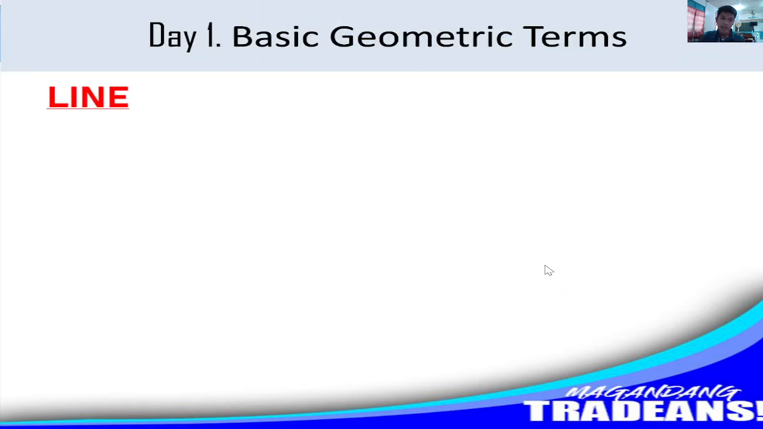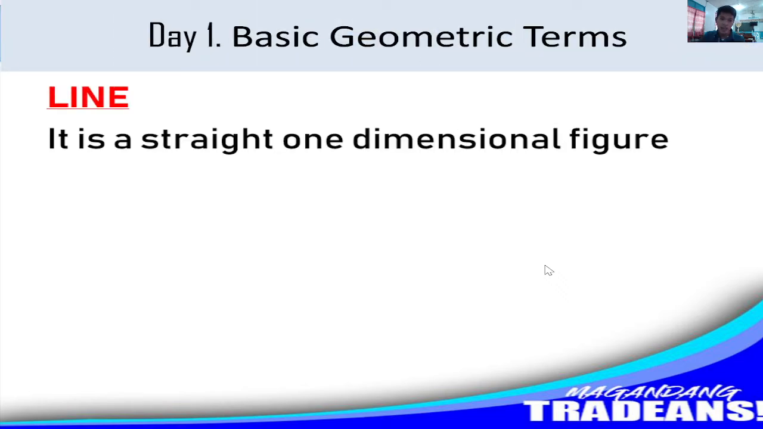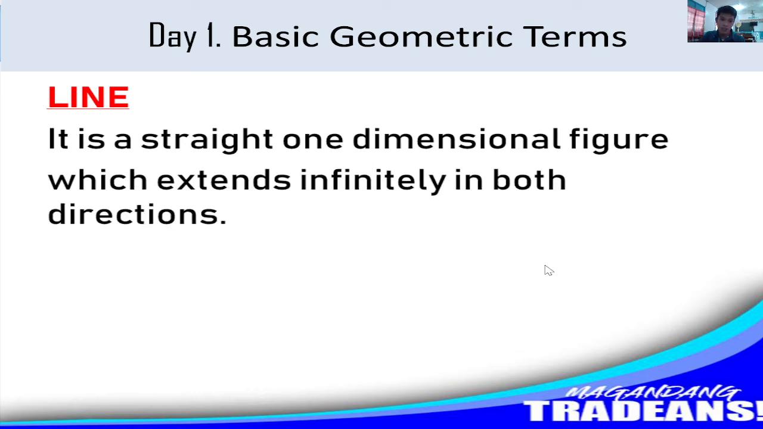Next, line. What is a line? So it is a straight line, it is a straight one-dimensional figure. Ibig sabihin daw po, it extends infinitely in both directions. Ibig sabihin daw po, when you say line, the best example to that is this, yung drawing, draw ko po dito. Okay, ito po. This is an example of a line and extends in both directions, to the left and to the right. So yan po example ng line.